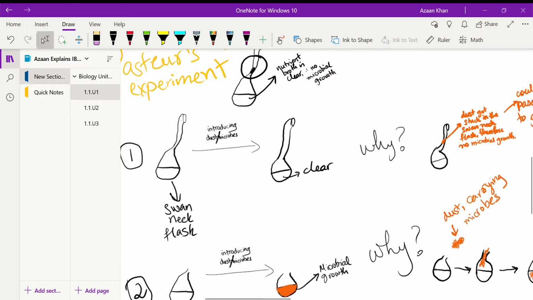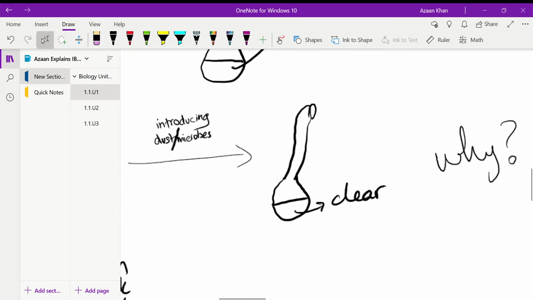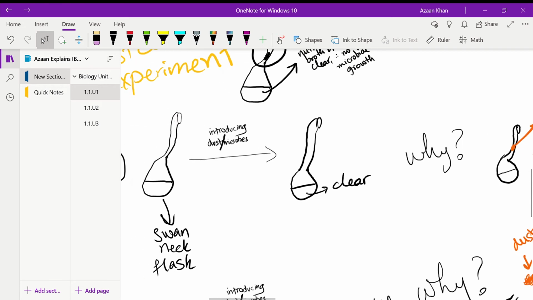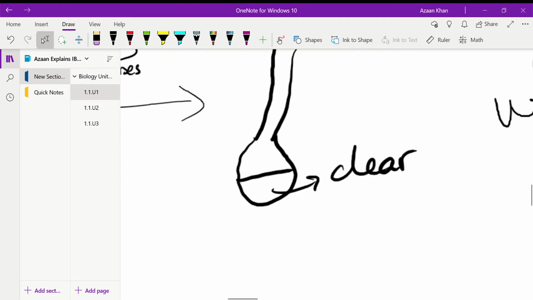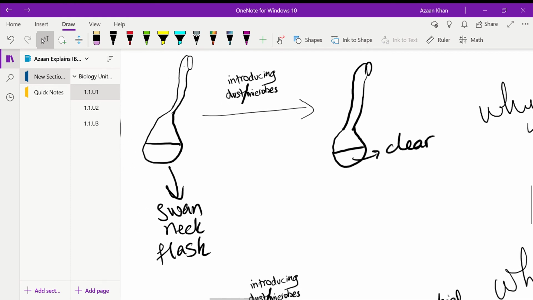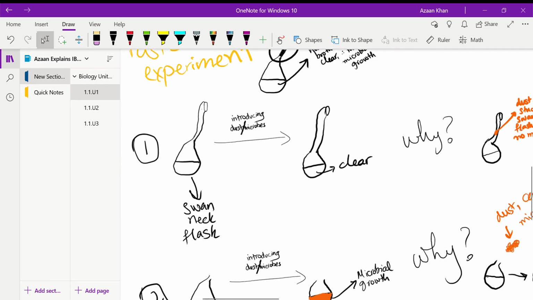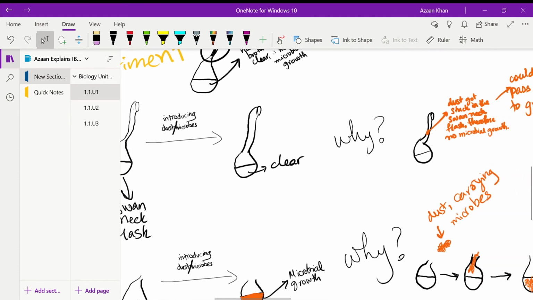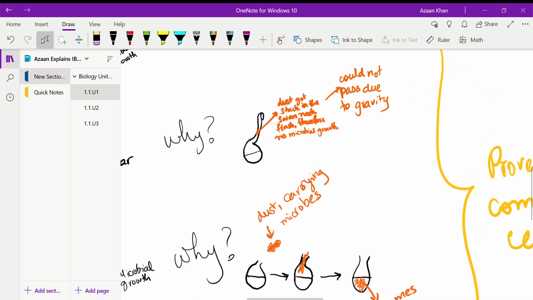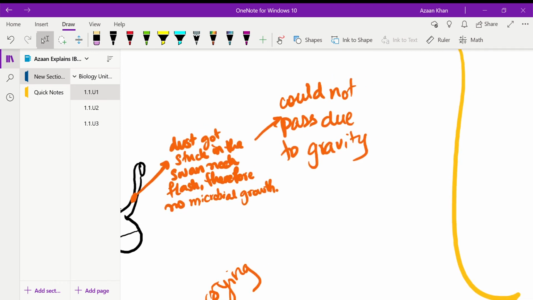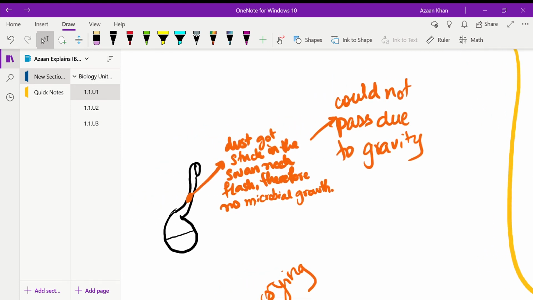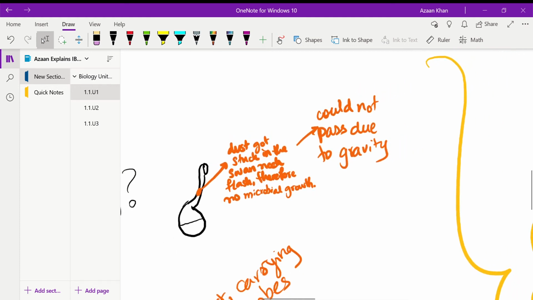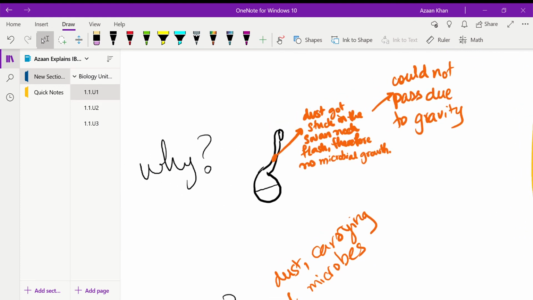conditions required. What he found was that when the neck of the Swan neck flask was maintained and was never broken, it stayed clear. The solution never changed color, and hence it showed that after introducing the dust and microbes and finding that the solution was clear, it was because the dust which got introduced into the flask got stuck in the Swan flask, which meant that there was no microbial growth, and they could not pass due to gravity and the way the neck was designed to trap all dust and microbes.